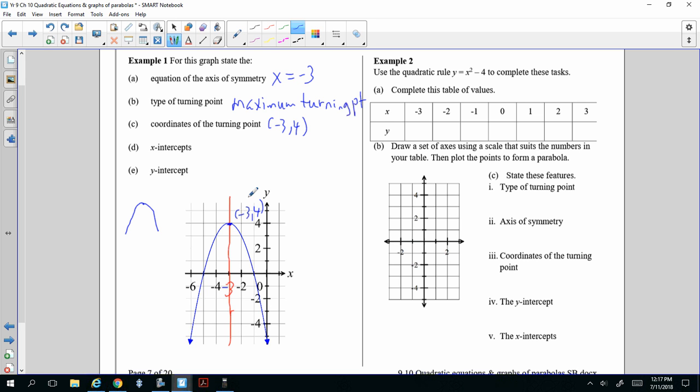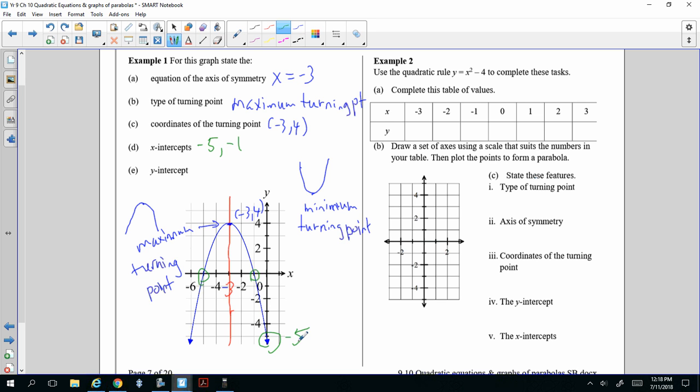If it's upside down, that's concave down, maximum. If it's concave up, that's called minimum. Yeah, minimum turning point. There's only two types: minimum turning point, maximum turning point. Okay, good. Next one, what's the x-intercept? -5 and -1. Continue. What's the y-intercept? -5. Well done. That's the y-intercept. Now you know how to read it.